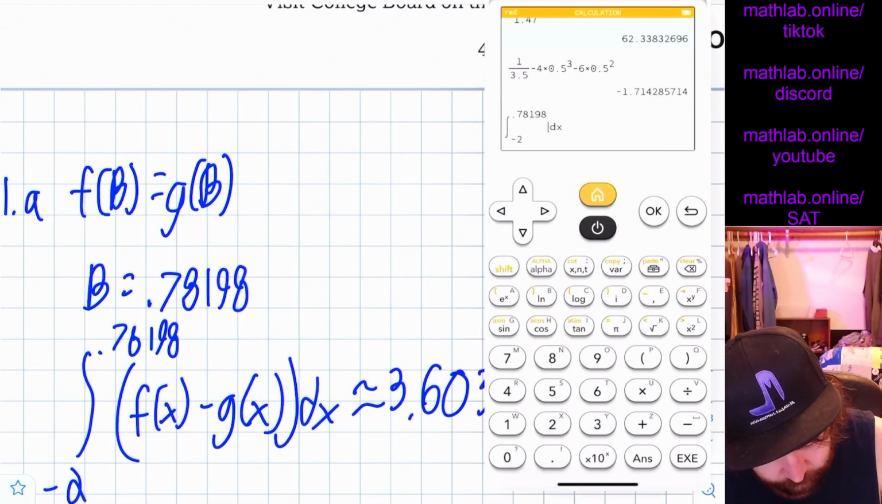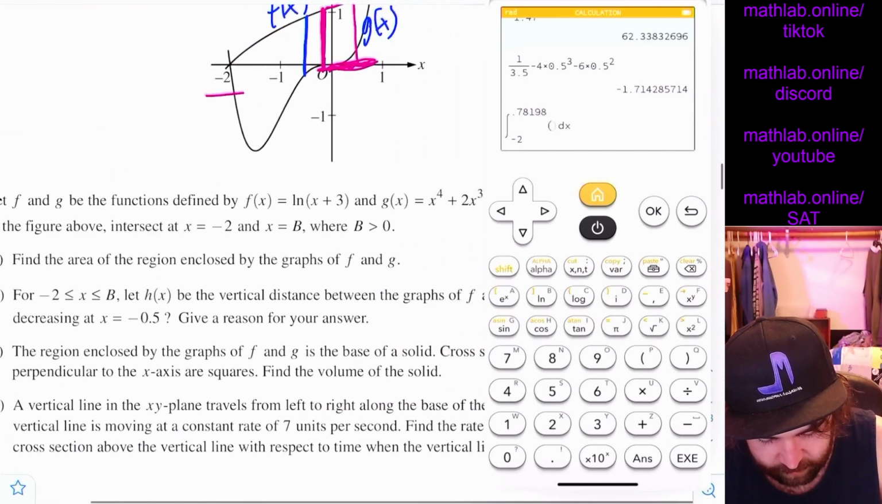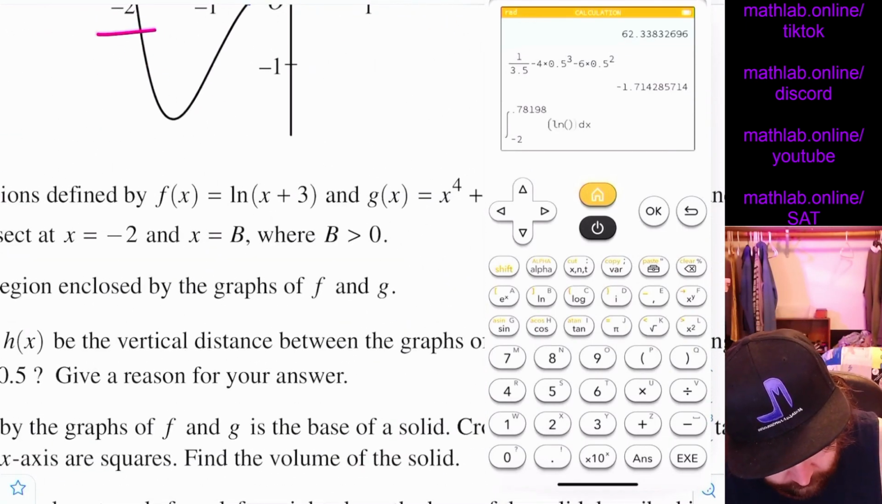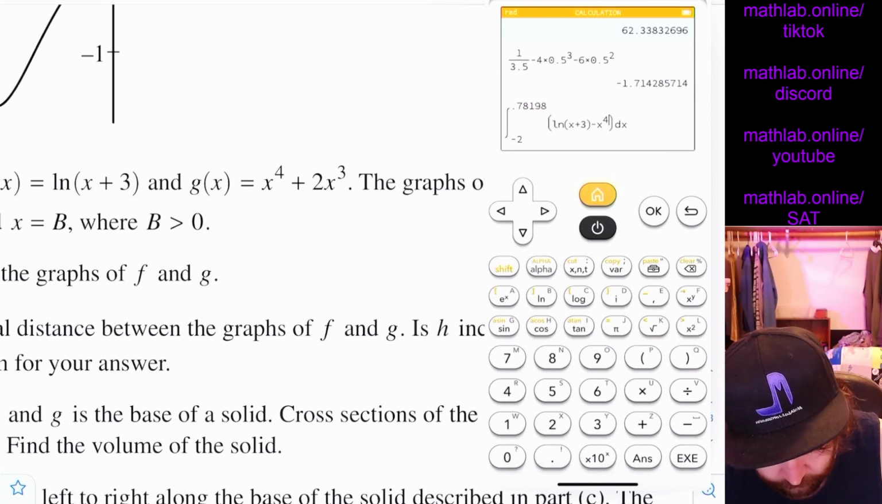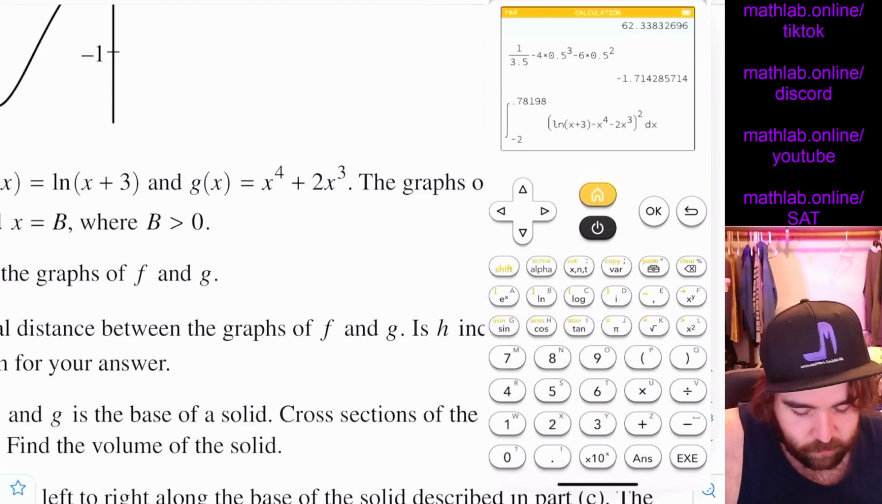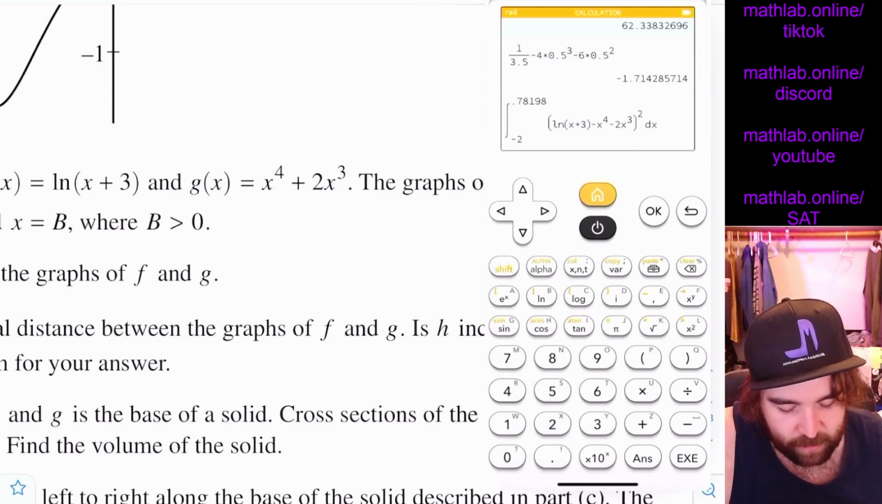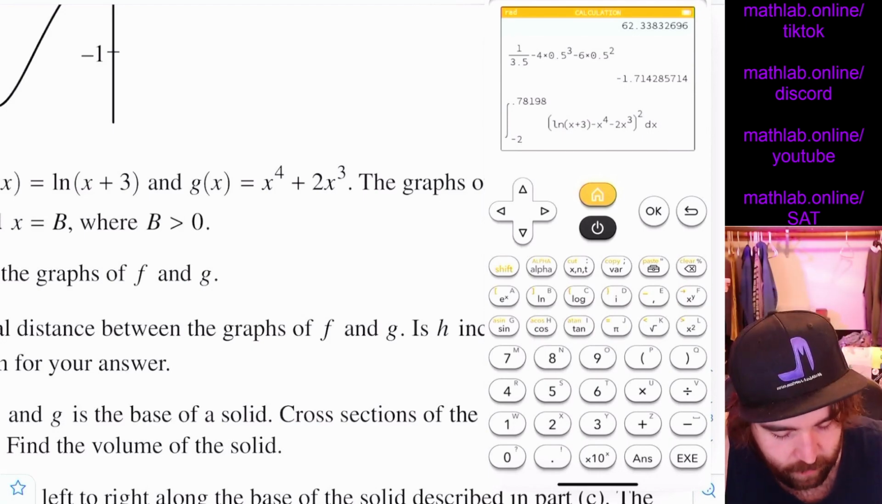So let's do a big open parenthesis, so we'll be able to square it. And then f of x, ln of x plus 3, minus g of x to the fourth, distribute the negative, minus 2x cubed. And we need to square that. So that's h of x in the middle, f of x minus g of x. And then we're going to square it, and we're going to do that from -2 to 0.78198.